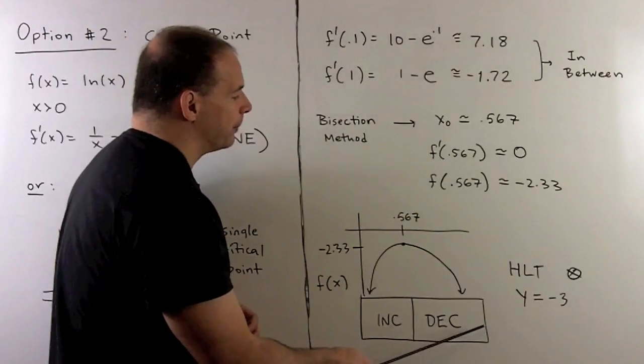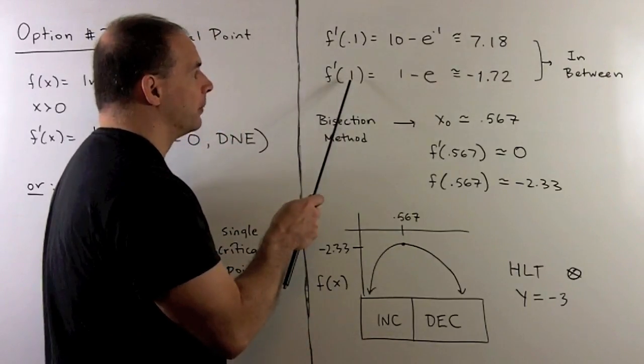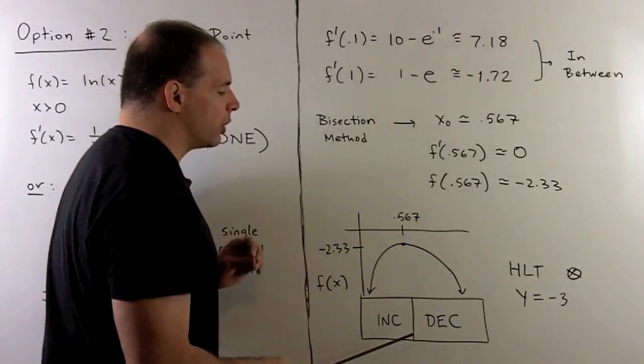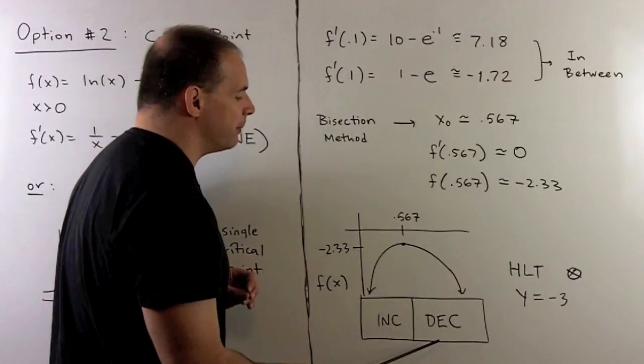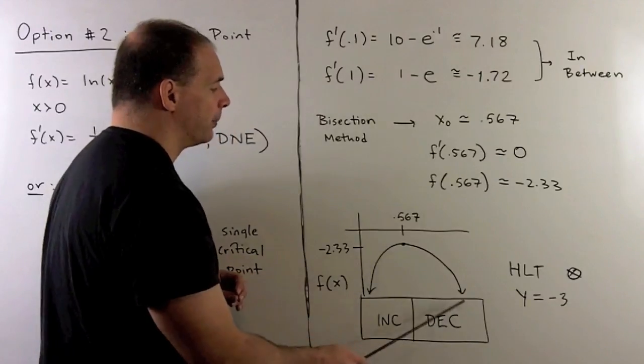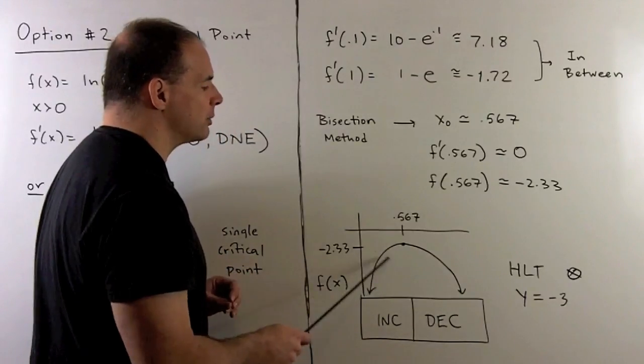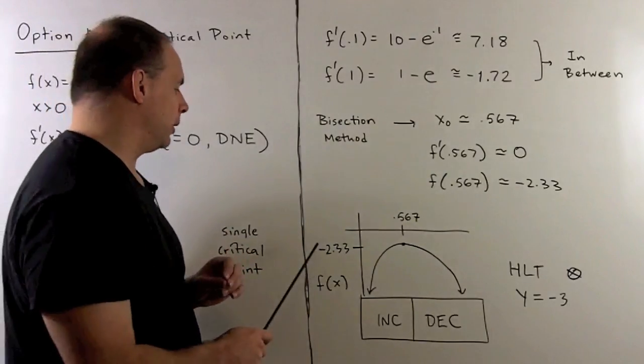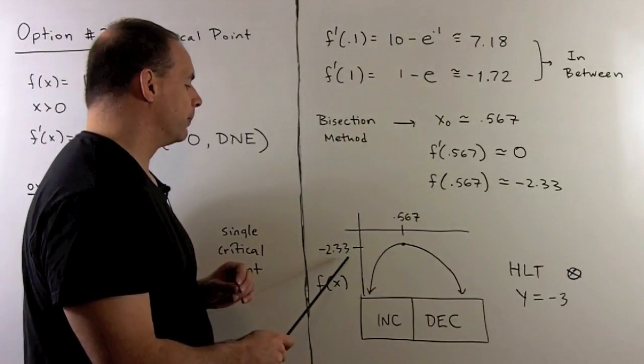On this side, we're going to have 1. The derivative is going to be negative at 1. So that means we're going to be decreasing on this entire region. So if we connect the dots, we see not only do we have a local maximum here, we're going to have an absolute maximum for our function of roughly minus 2.33.